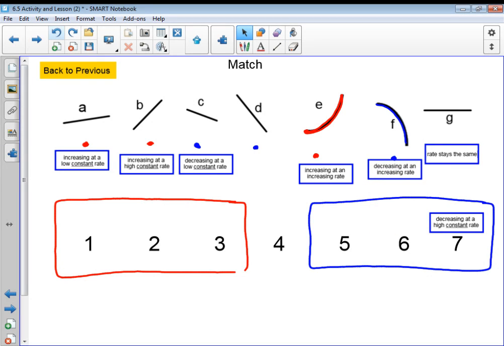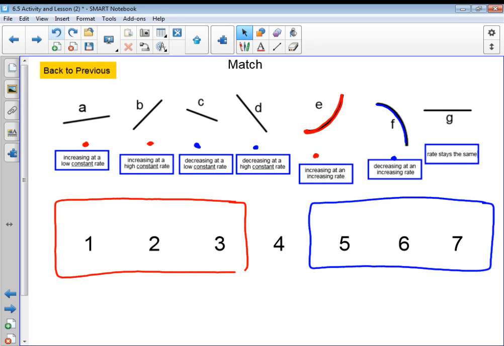And then decreasing at a high constant rate, that is going to match letter D, because it's going to be dropping at a faster rate, but it's going to maintain that constant or that straight line. Okay, kind of tricky, but it's giving you some things to work off of.